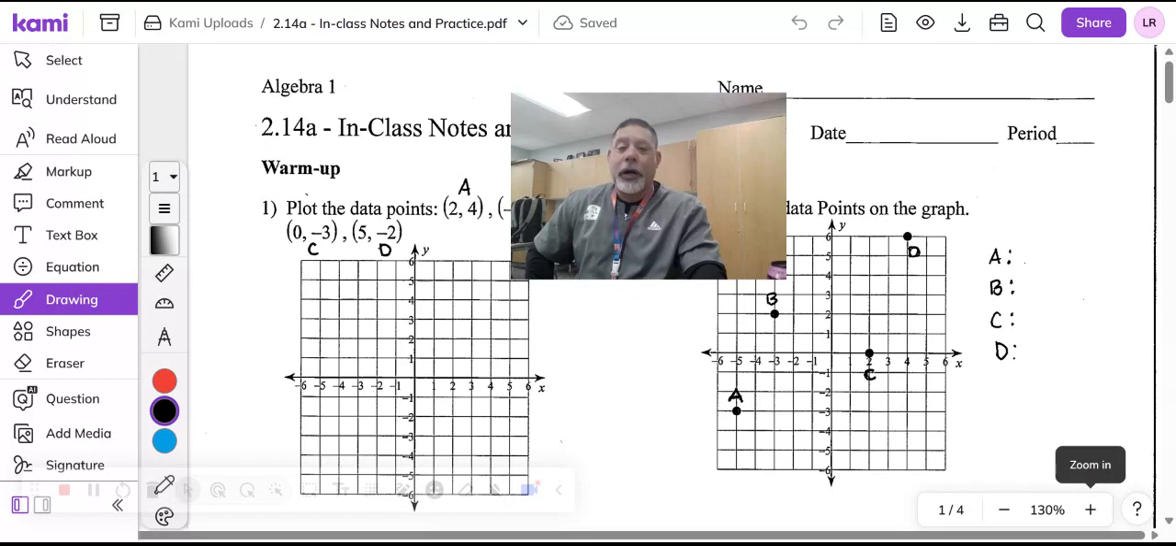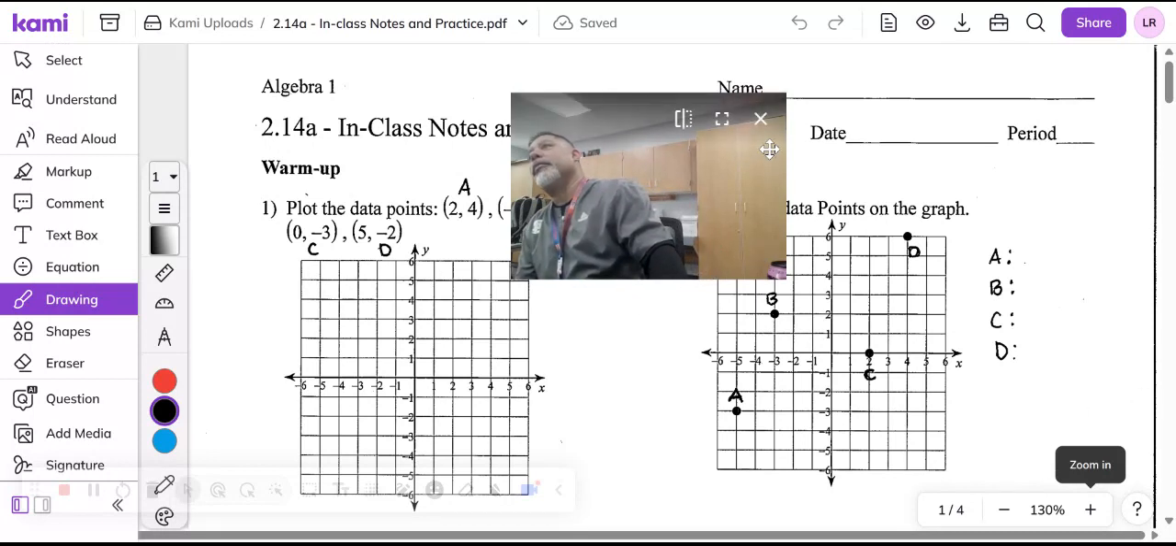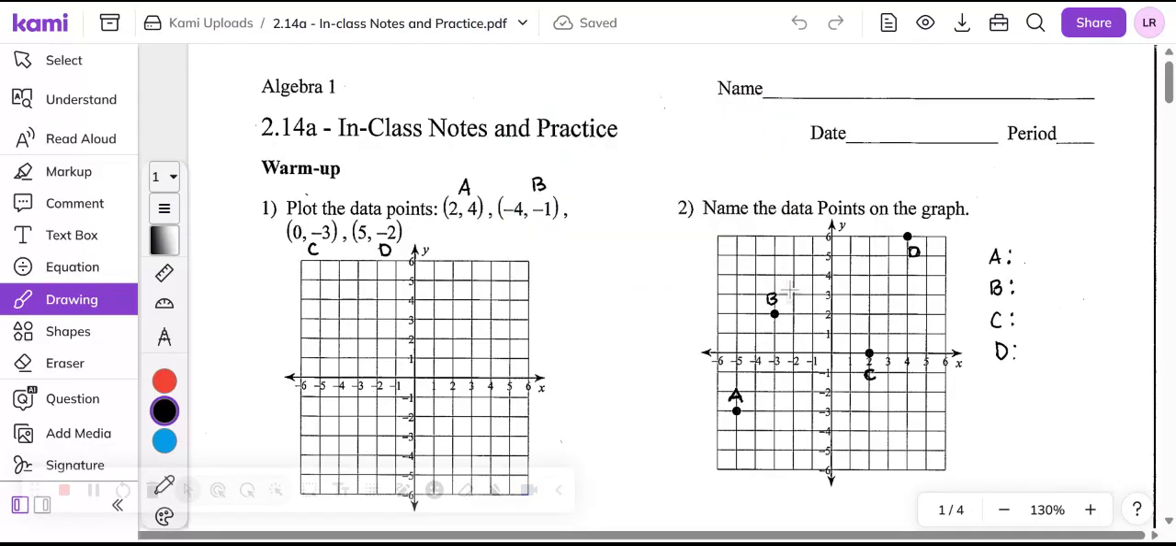So without further ado, let me get rid of my ugly mug. Get out of here, ugly mug. And I'm going to go over some of the problems.